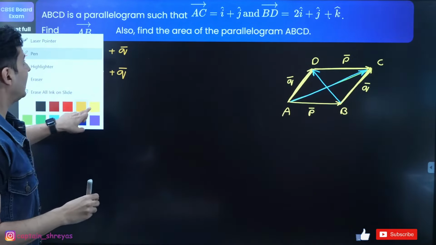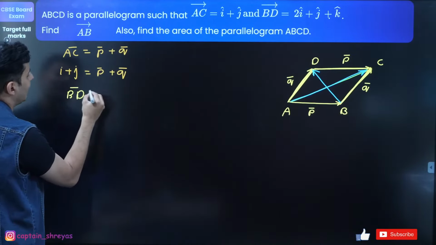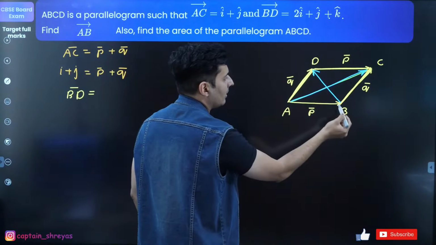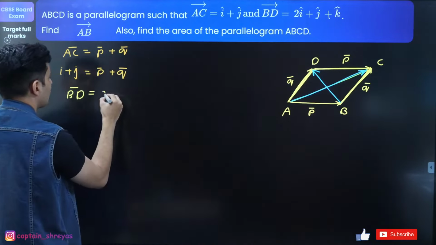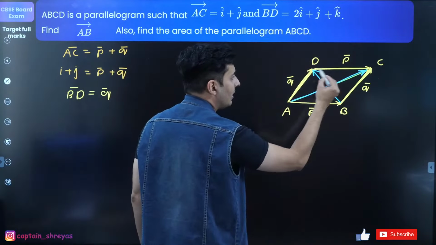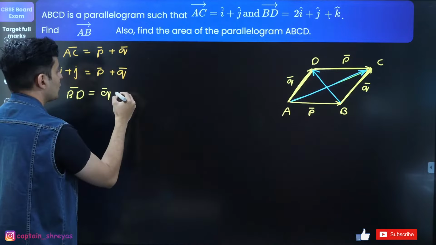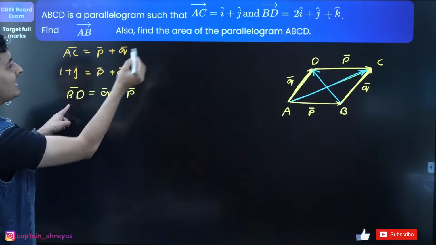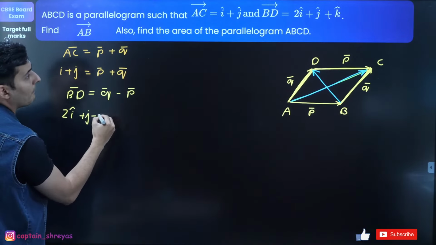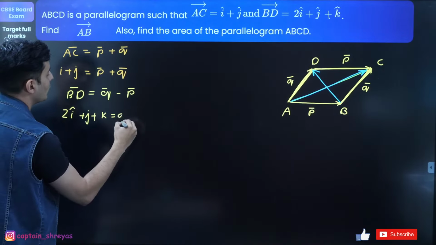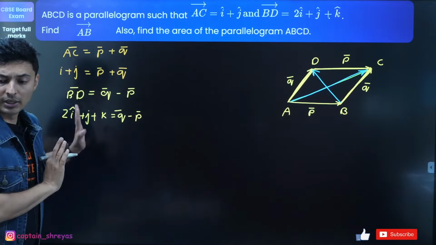Next thing, can I somehow get BD vector? I think I can get that also. BD vector will be this plus this. This one is Q, so Q bar. Here to here is negative of P because P is this side, so minus P bar. And BD is nothing but 2I plus J plus K is equal to Q minus P. Everybody finds this easy? Okay, understood?